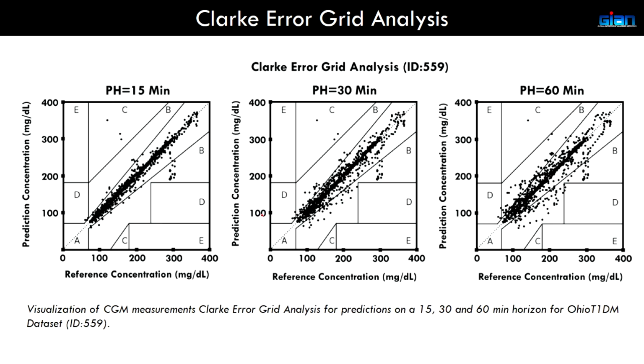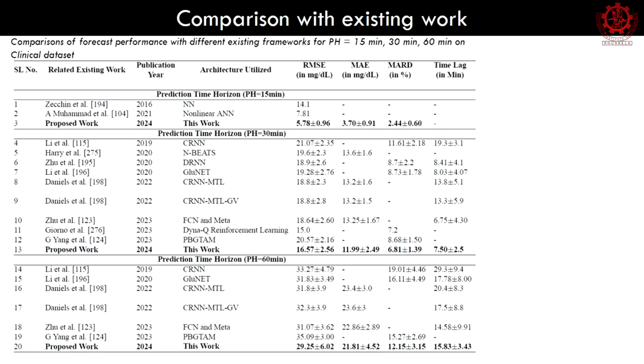So most of the points are in A, B and C. Even for 60 minutes, if you remember, there were some points over here in D and E for the previous network, but here you don't observe any points in D and E. It's the same individual, same person.